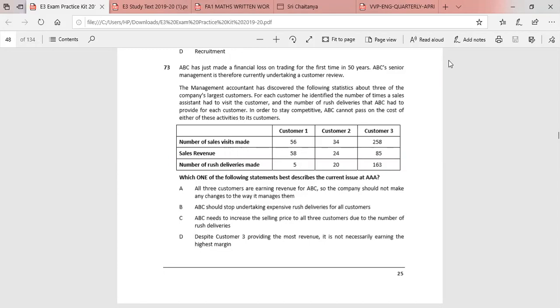But customer 1 required only 5 rush deliveries. So in some situations where they have to take up rush deliveries, yes, they should be taking it up. But here it is about the third customer, where yes, the revenue is highest among the three customers, but the cost which is spent is also equally high in that case. So the margin is not the highest. So we can come to the conclusion through that. Okay, yes, Disha, your answer is right.